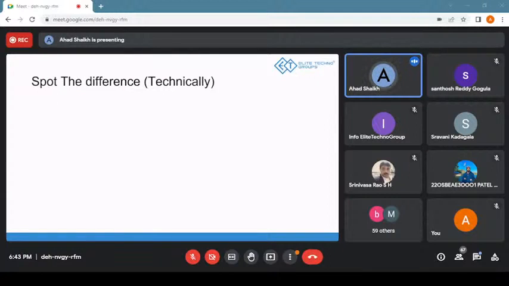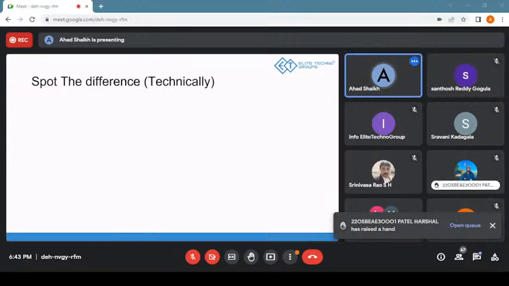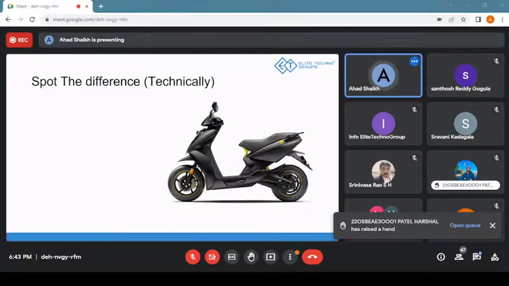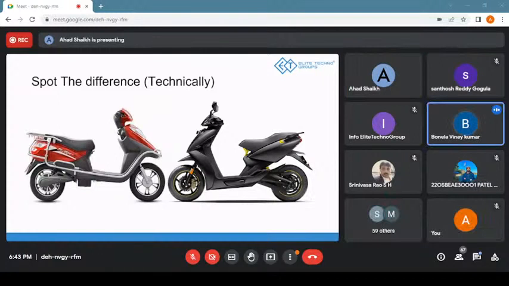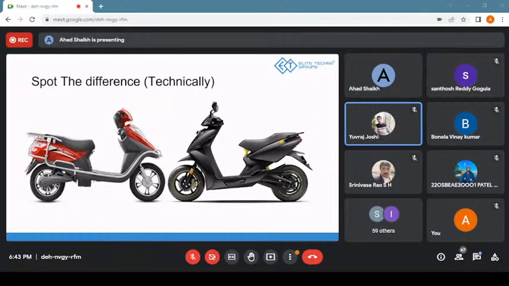So now I would like to tell you some differences in the picture I will show. Not from the visual perspective, but from the technical perspective, as an engineer, what differences do you find in these two electric two-wheelers? Can you let me know? Yes, sir. Sir, first of all, the battery, I guess. Battery. So what difference do you see in terms of batteries?